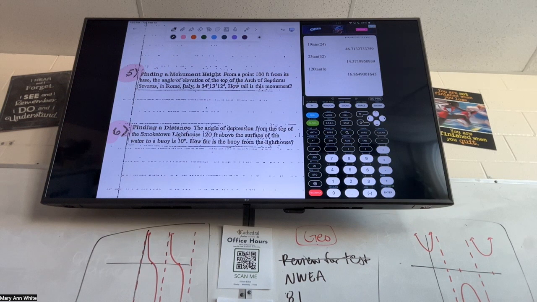Okay, so this one says finding a monument height. From a point 100 feet from its base, the angle of elevation of the top of the Arch of Septimius Severus in Rome, Italy is 34 degrees, 13 minutes, and 12 seconds. How tall is this monument?